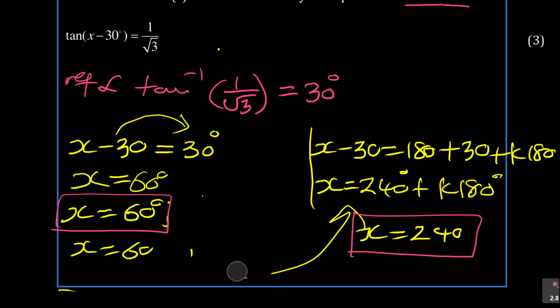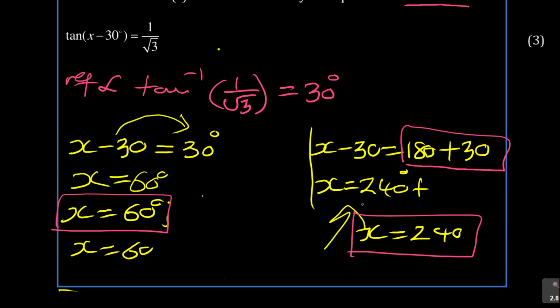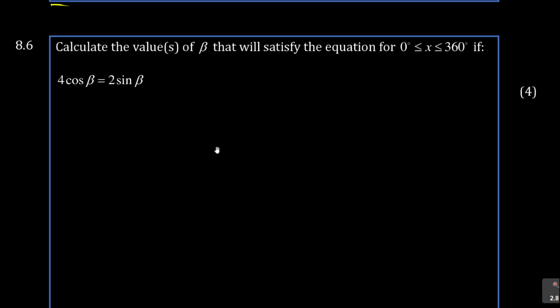First quadrant is that, and then also in the second quadrant you ignore this, and it will give you 240. So you're going to say in the second quadrant x minus 30 is 180 plus the reference angle, then that gives us 240. Alright, look at the next one again.